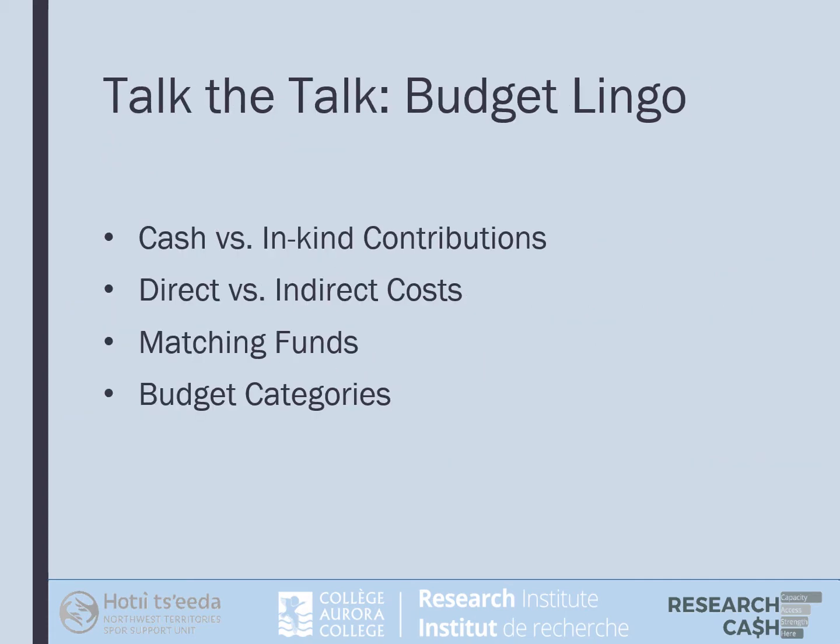So before we start talking about how to make a research budget and what you need to consider, let's talk about some of the terminology used in this session. In the next few slides, we'll define cash and in-kind contributions with examples. We'll talk about the difference between the direct and indirect costs of research, which type of costs need which type of funding. We'll define matching funds in different budget categories.